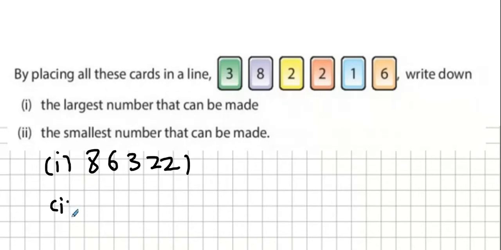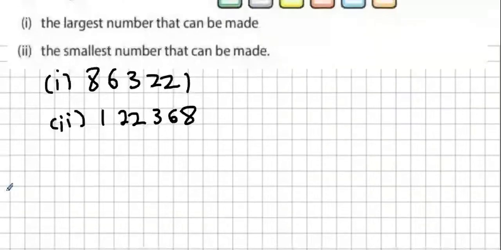The smallest number we can make is we start off with the 1. Go for the 2 2s. Go for the 3, the 6, and the 8. There is your largest and smallest number, respectively. Most of you did very well with that.